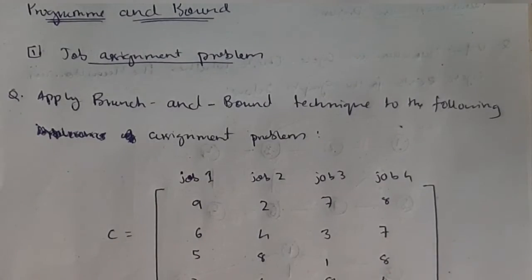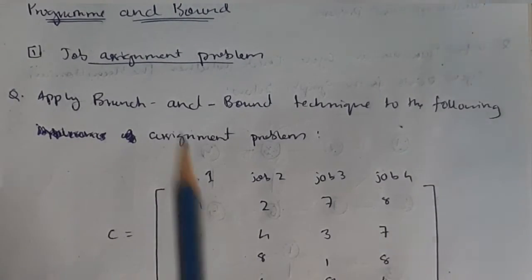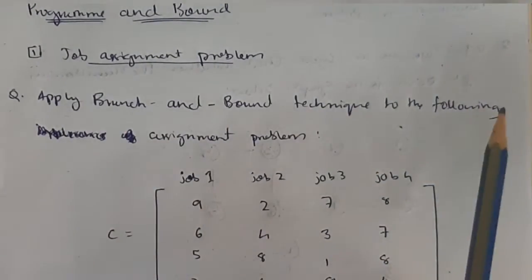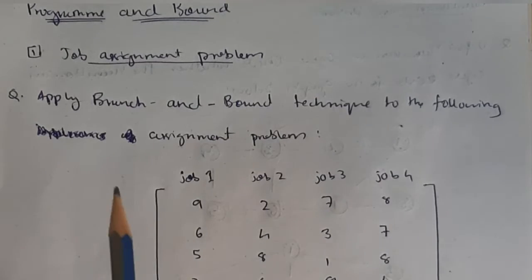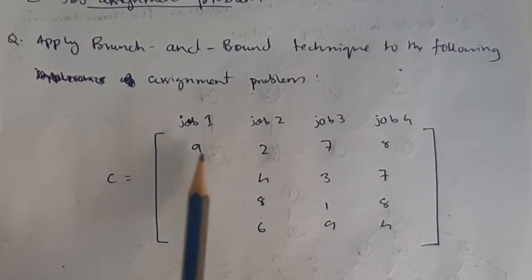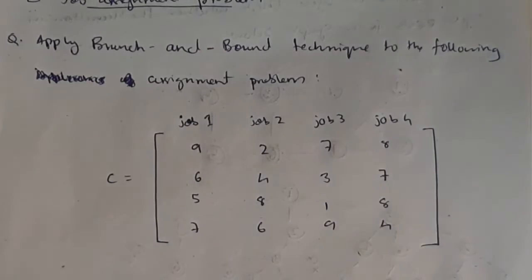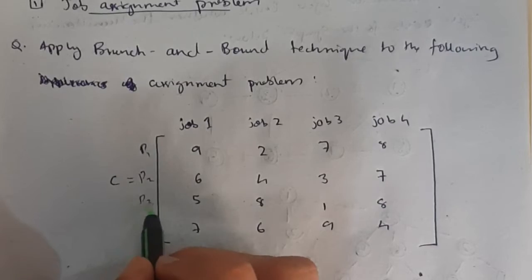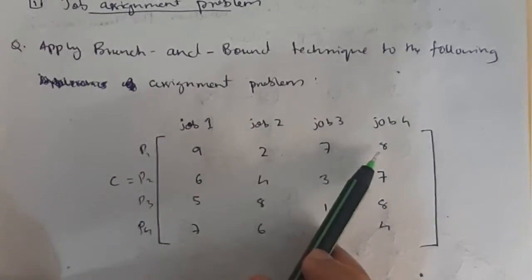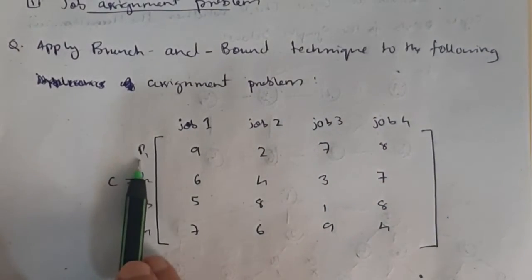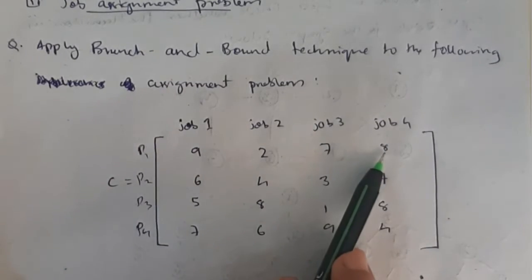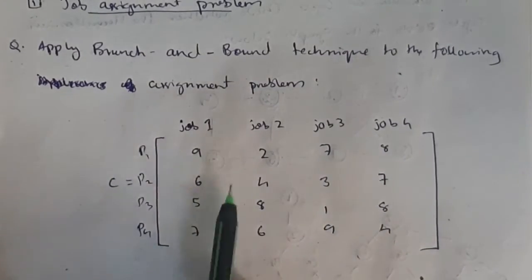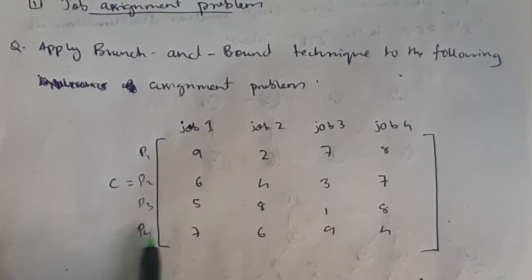Under branch and bound, the first one is job assignment problem. So the question will be of this type: apply branch and bound technique to the following assignment problem. So we have been given a matrix where we have the persons P1, P2, P3, P4, and these are the jobs. Each person can do only one job. These are the costs which the person will take to do the job, and person 2's jobs cost, person 3's jobs cost, and person 4's jobs cost.